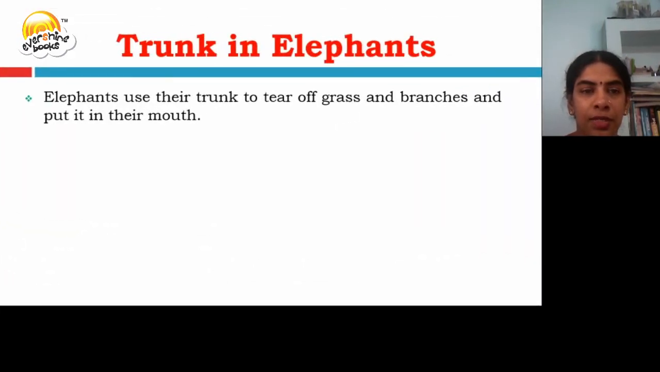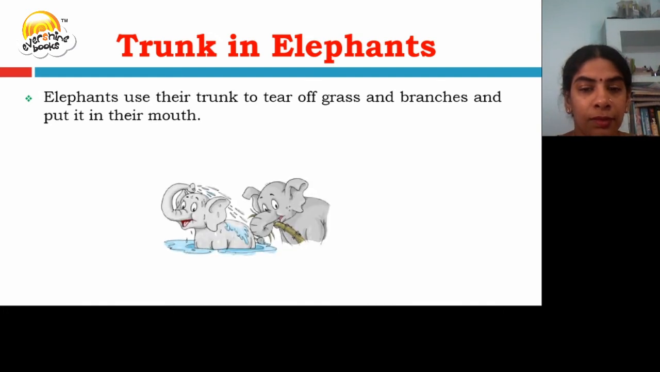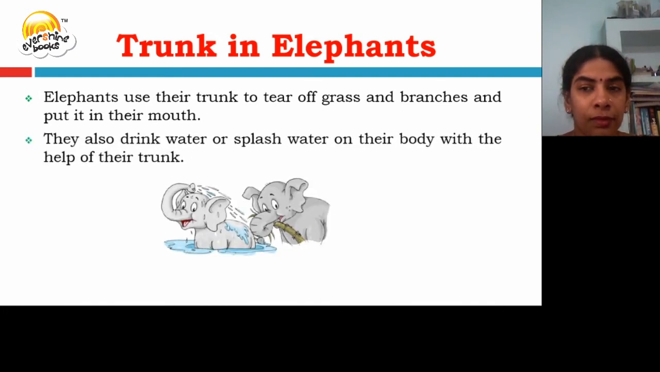Trunk in elephants. Elephants use their trunk to tear off grass and branches and put them in their mouth. They also drink water or splash water on their body with the help of their trunk.